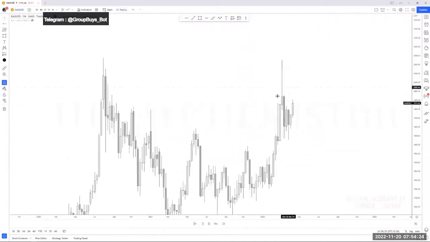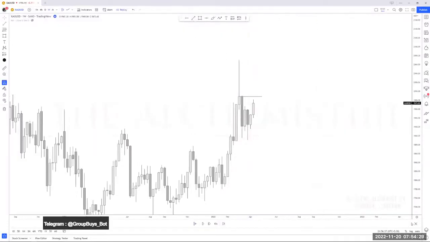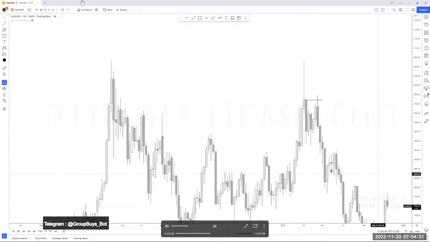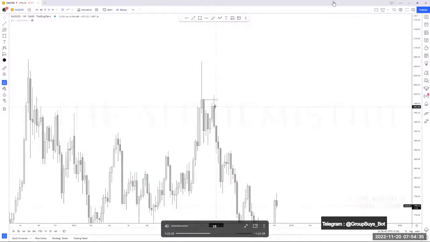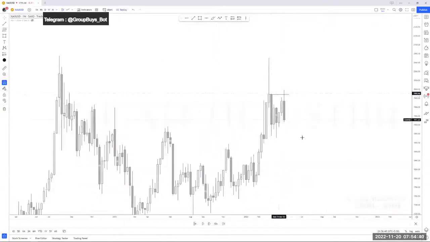What is this? A weekly resistance, right? We had a weekly resistance over here. So what did the market do? It tapped, and then it closed below it. See that? So from this point onwards, what do you look for? Sells. Why?